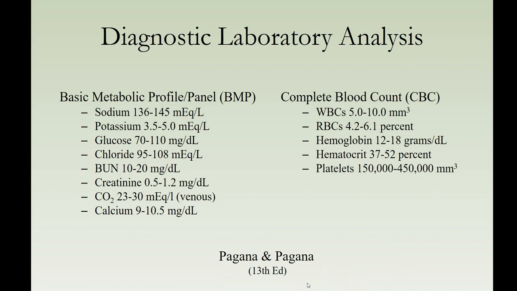So chloride. The normal chloride is 95 to 108. It's the major anion in the extracellular fluid. Don't need you to remember that. It's a major component of stomach fluids. I'm sure you've heard of that, hydrochloric acid. It's a buffer in the oxygen-carbon dioxide exchange.